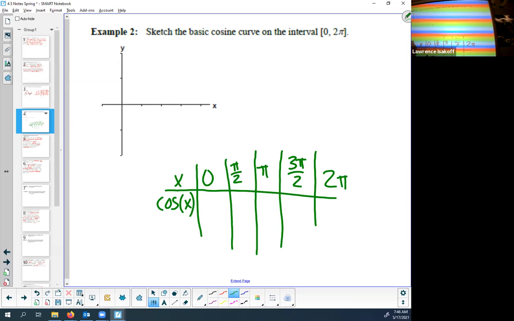So if I look at the unit circle, my x value, or my horizontal value, when x is equal to 0 is 1. Then at pi over 2, it's 0. At pi, I get to -1. At 3 pi over 2, I'm at 0. And at 2 pi, I return to 1. So my period again is 2 pi.